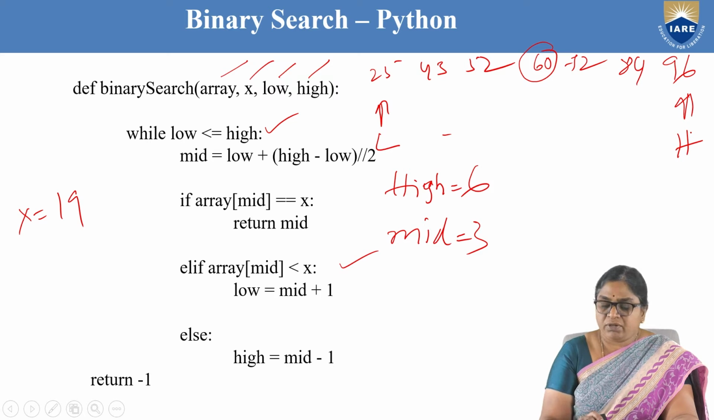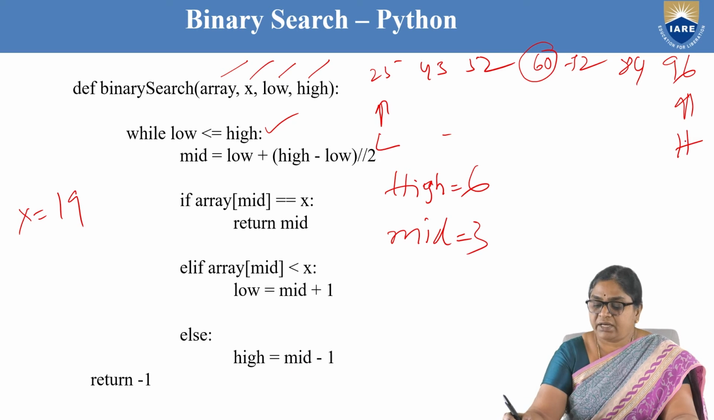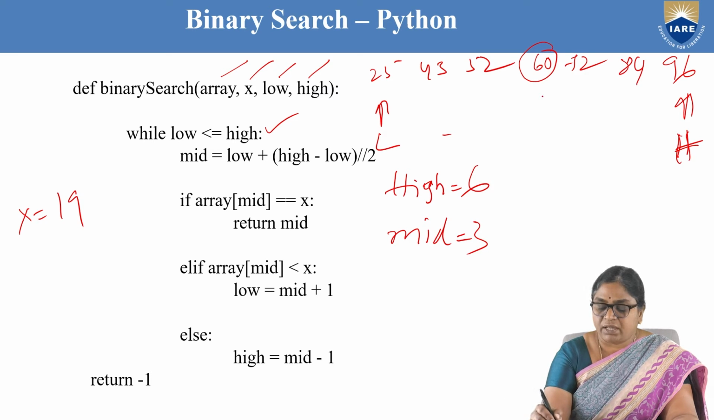Now, what happens? Low is equivalent to mid plus 1. So, here what we are doing is array of mid. What is array of mid? 60. Is it less than x? No. So, what we will do? We are going to change the high value. What is high now? Previously high is 6. Now, what value are we going to assign for high? High is equivalent to mid minus 1. Mid is previously 3. So, 3 minus 1, which is equivalent to 2. So, this will become our high. It is no more our high.